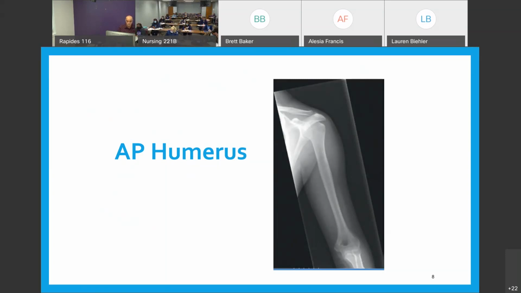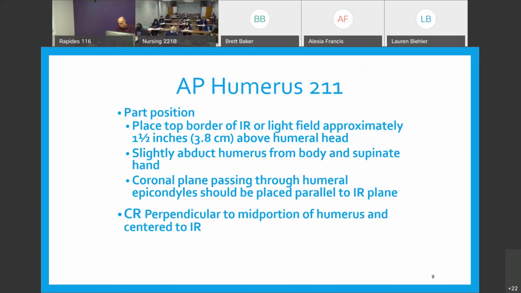Yeah. All right. So on page 211 in your book, we're going to be talking about some of the positioning parts of it now. So we're back to where I was reading about the pathological conditions. This is talking about actually positioning of the part. Place the top border of the IR or light field approximately 1.5 inches above the humeral head. Slightly abduct the humerus from the body and supinate the hand. So when you're supinating the hand, what are you doing with the epicondyles? Making them what? Making them parallel.